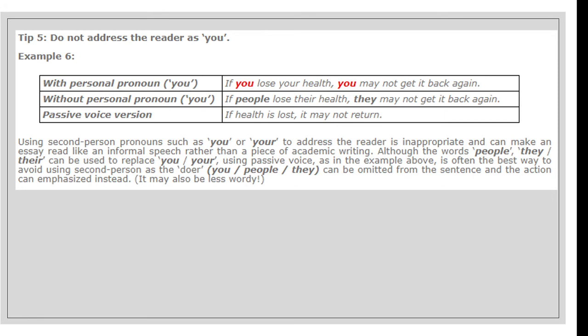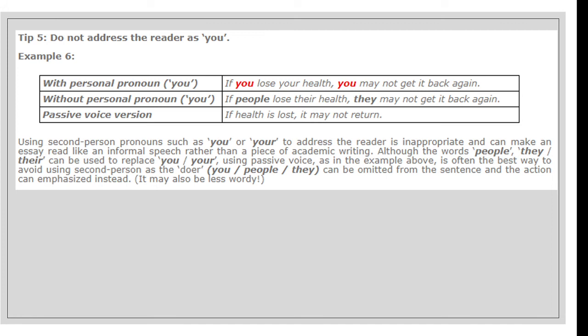Without personal pronouns, you would be replacing "you" with other expressions and pronouns. You would now have: if people lose their health, they may not get it back again. Instead of saying "you," you would say "people," and instead of using the second person, you would use "they" to refer to that. Now, there's also a passive voice version: if health is lost, it may not return.